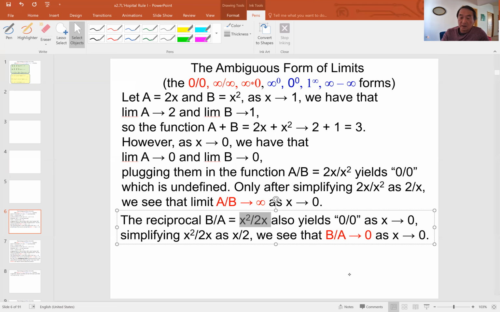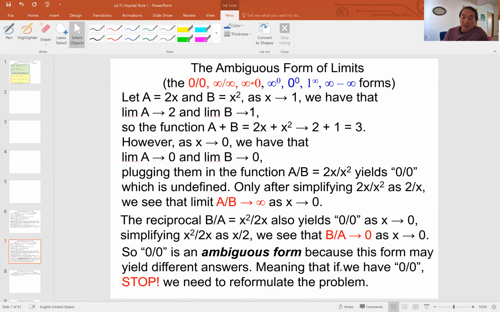And in this case, we get some things that depend on who goes to 0, faster or slower. So I couldn't tell the limits. That's why we say 0 over 0 is an ambiguous form. So when you plug it in, you get 0 over 0. What do we do? We stop. We have to go back to the problem, reprocess, and do something else.